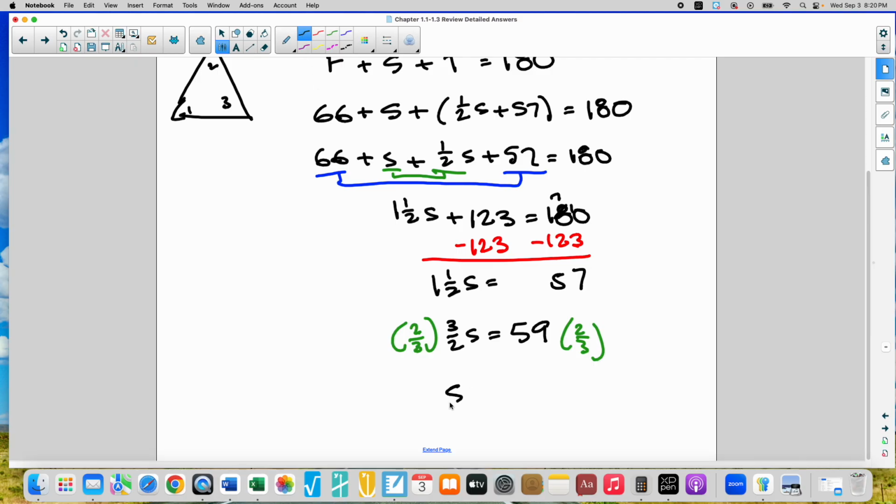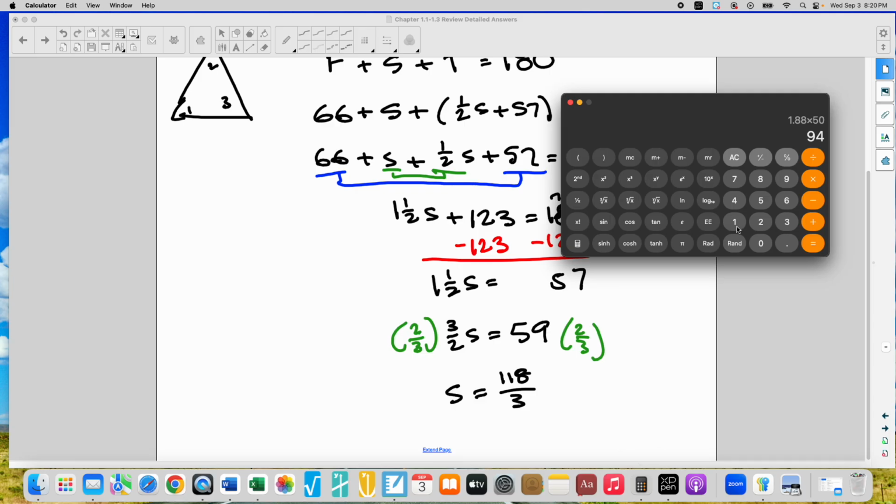Apparently it doesn't work. S equals... I made a mistake here somewhere. I don't know where I made the mistake because it's not going to come out nice. 3 does not go into 59 because 5 plus 9 is 14, and 3 doesn't go into 14, so 3 doesn't go into 59. So 59 times 2 is 118 over 3.